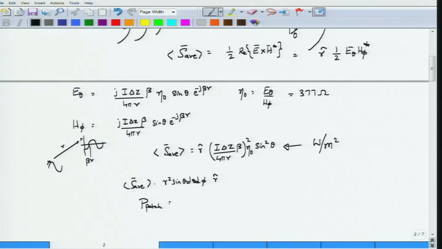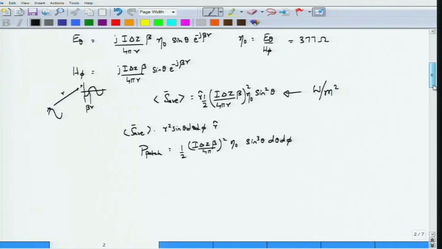What you get here is that the power coming out of that patch will be equal to I delta z beta by 4 pi whole square. There is eta 0, and there is also a half here, we forgot the half. So there is half, and then sin square theta becomes sin cube theta, r square will cancel with each other, and then you have d theta d phi. This is the power that is coming out of that particular patch.